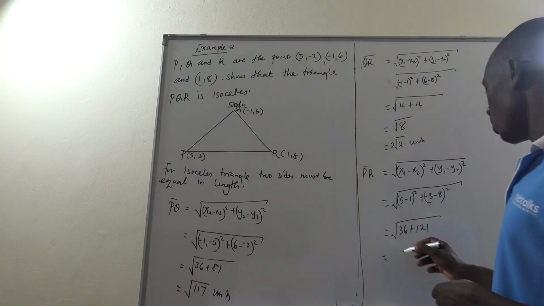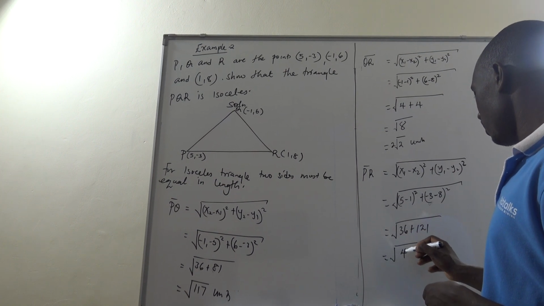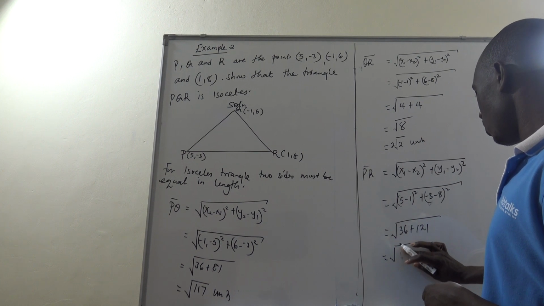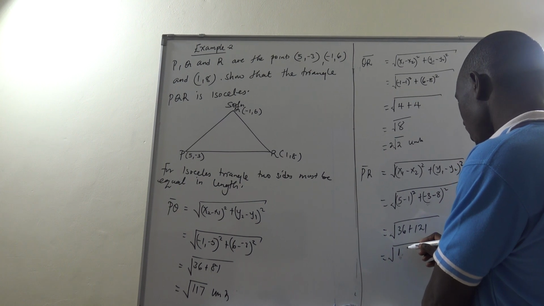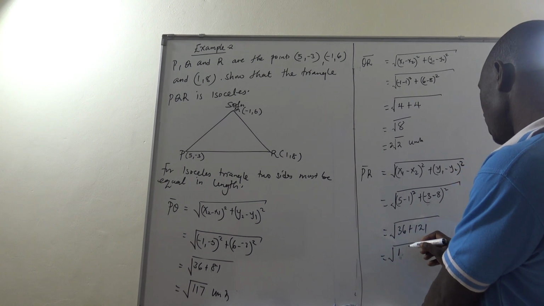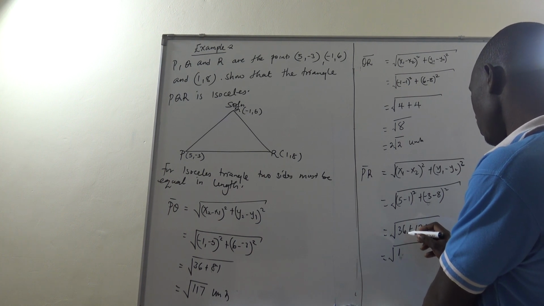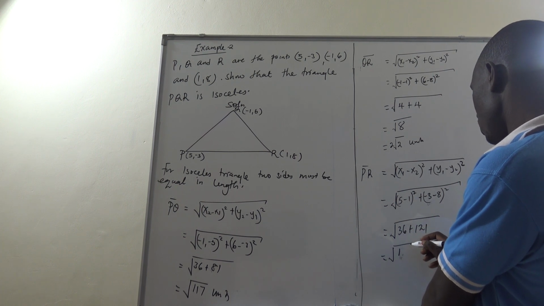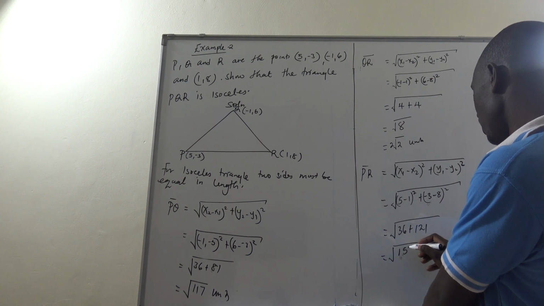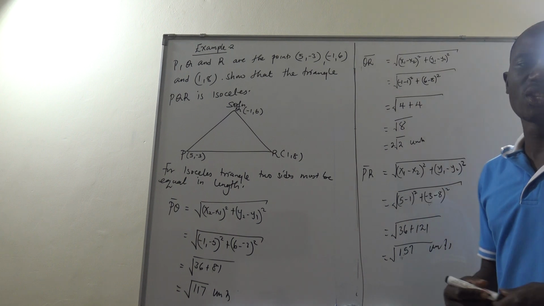So what are we coming out with? We are coming out with root of 137 units as the length.